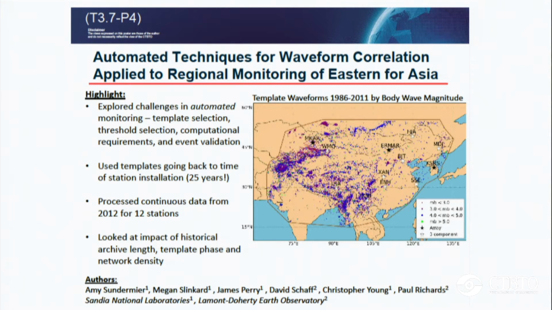We use several thousand templates because we drew our templates from the entire station history, which was sometimes up to 25 years of data. And we did an entire year of continuous waveform processing on 12 stations. Our results were analyzed to look at the impact of history, template phase, and network density.